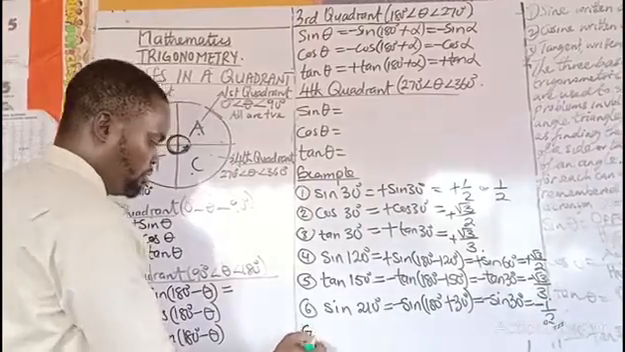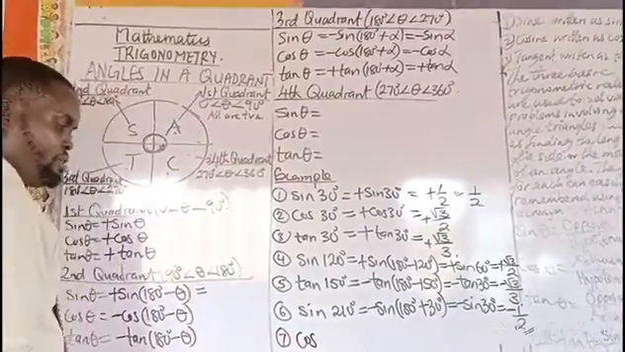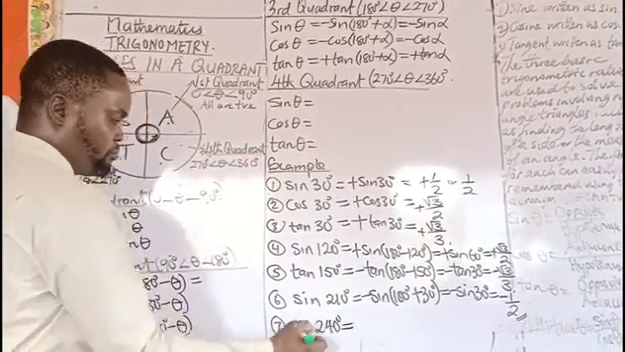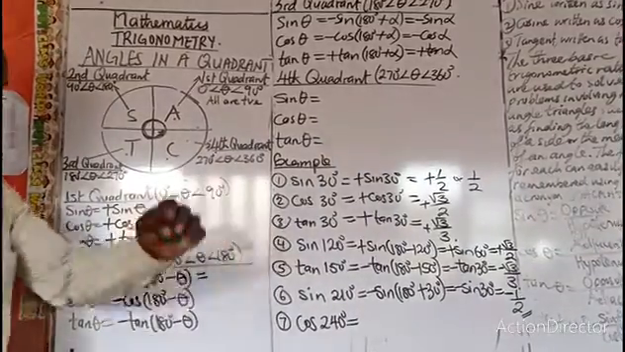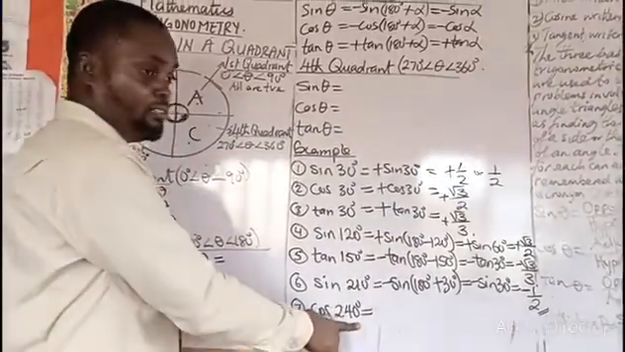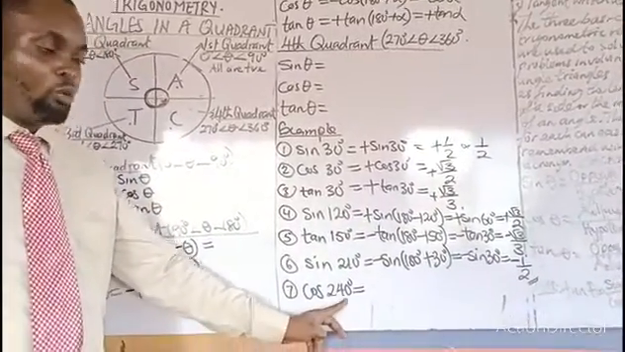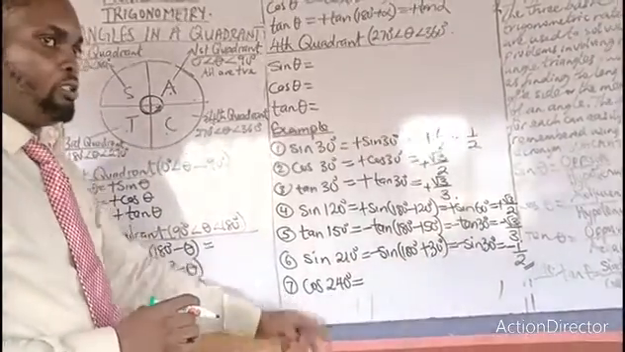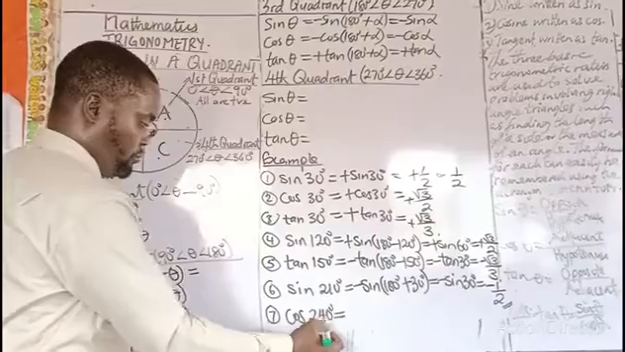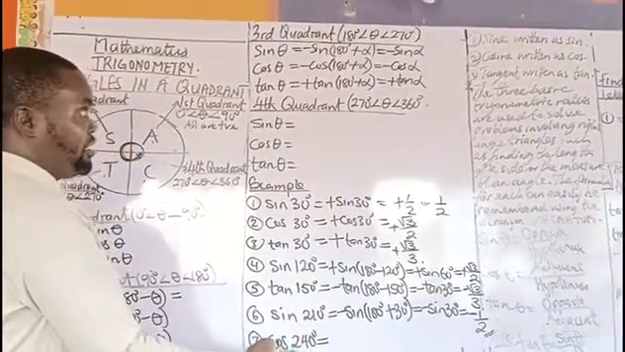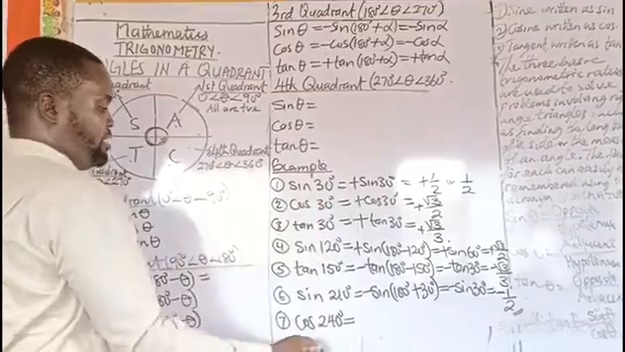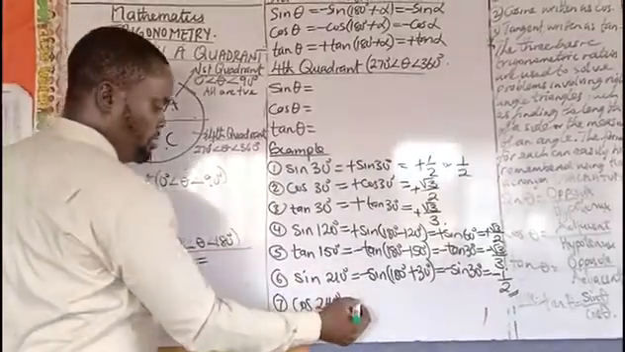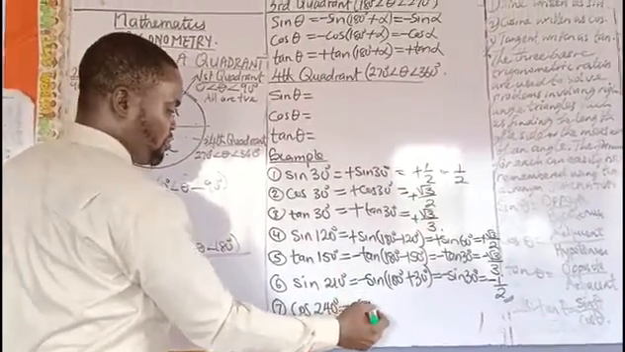I'll give another example. Let's say what we are given is cos 240 degrees. What quadrant is 240 degrees? Third quadrant. Now, what is cos in the third quadrant? Minus. In the third quadrant, only tan is positive. So cos is minus. So we have minus cos.